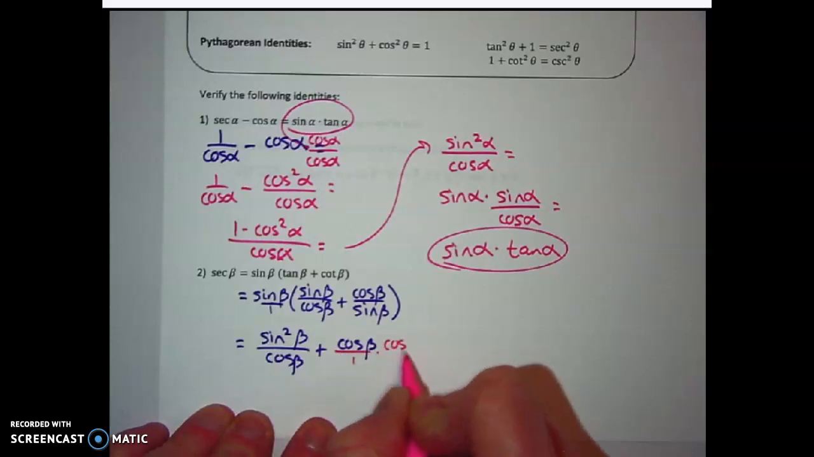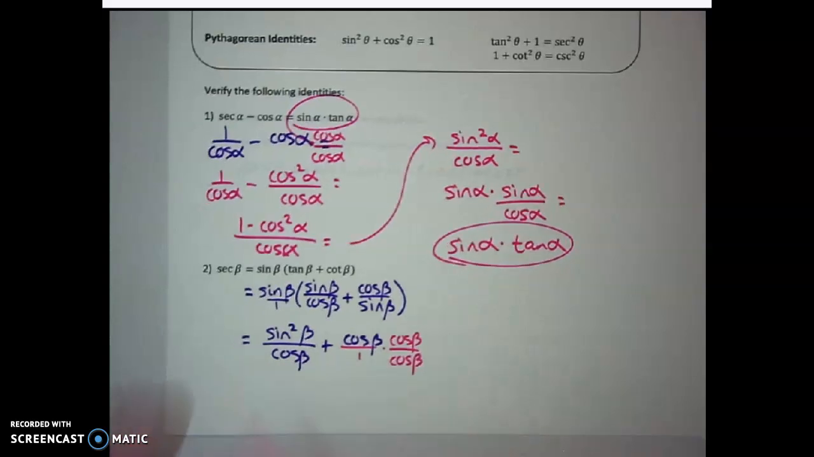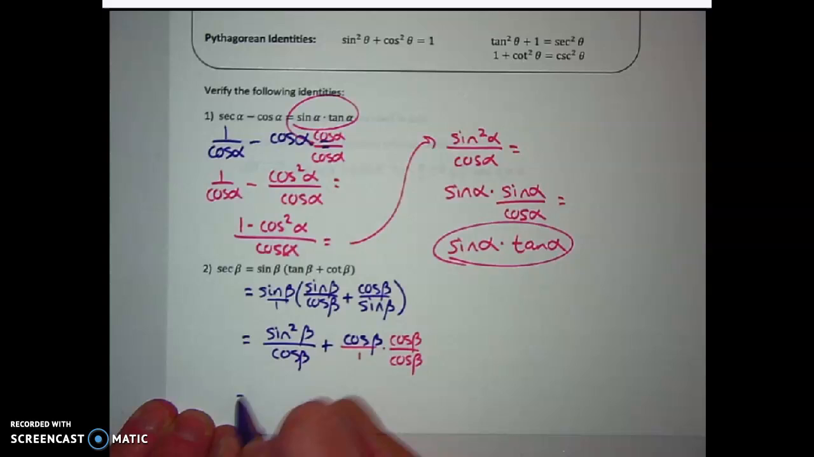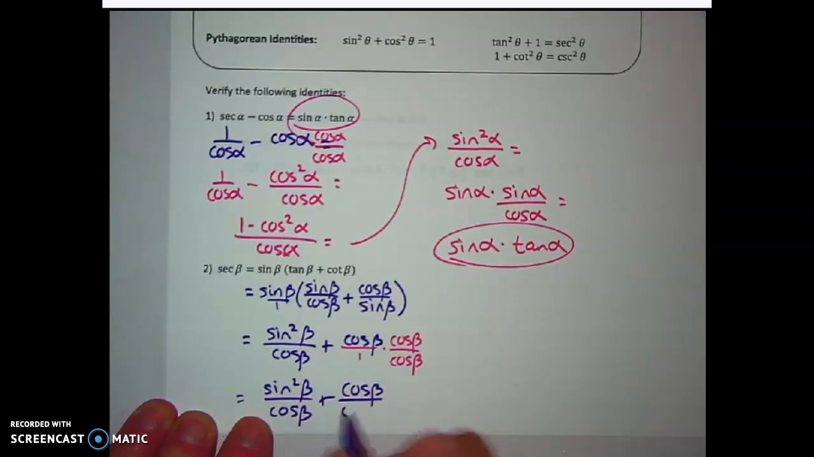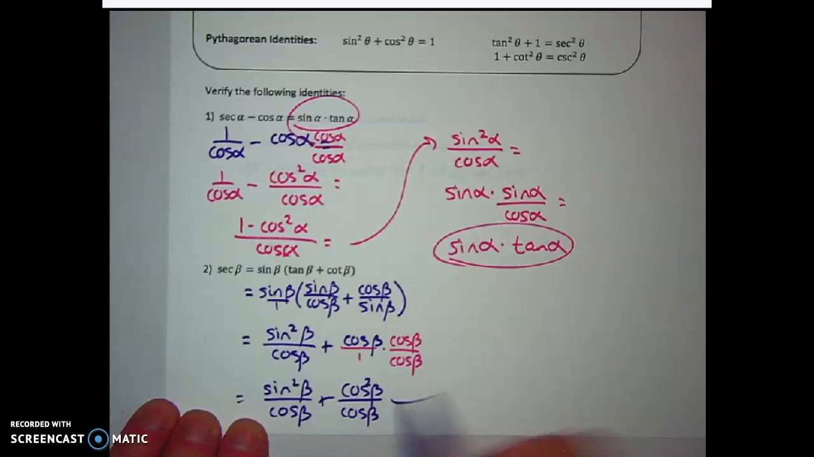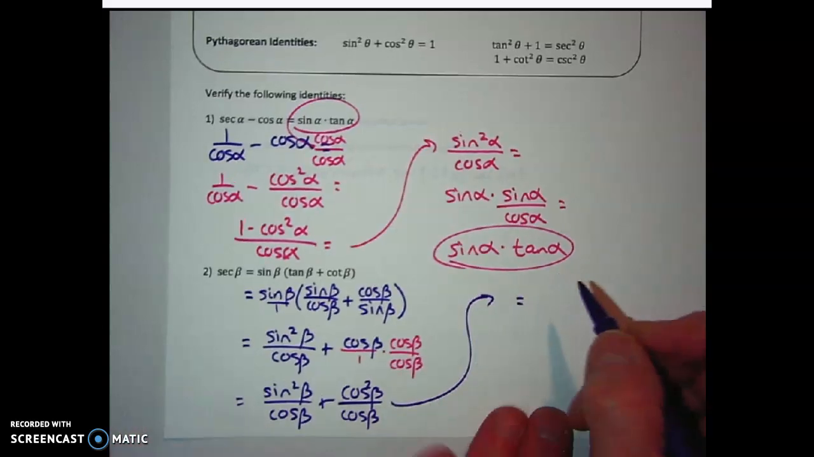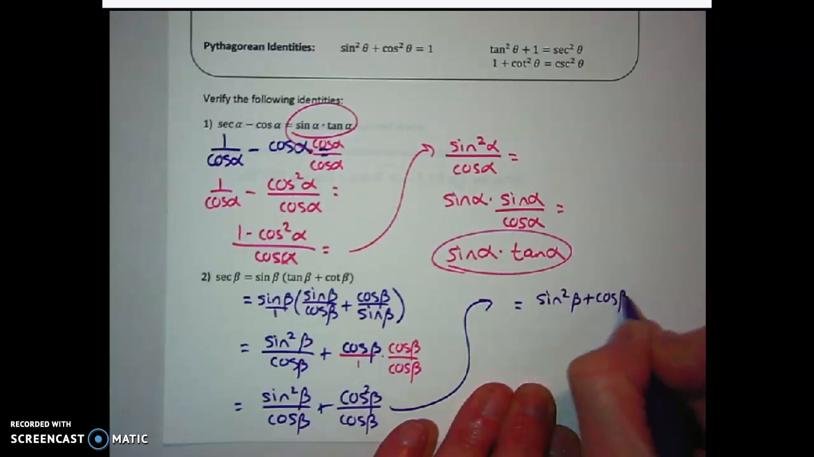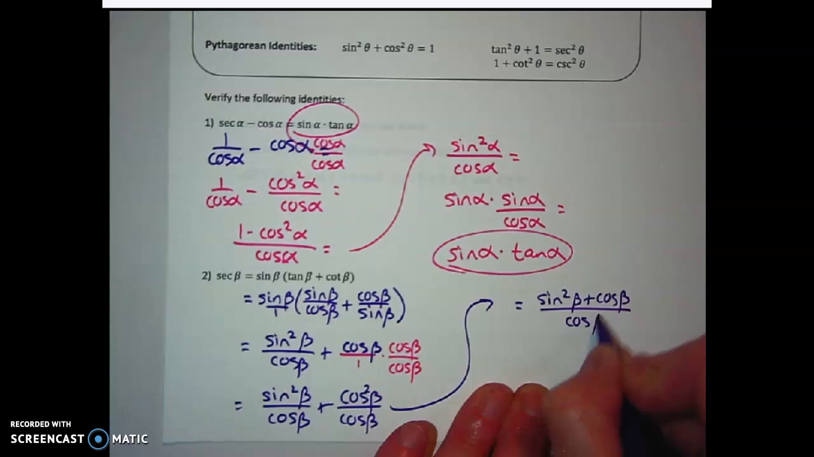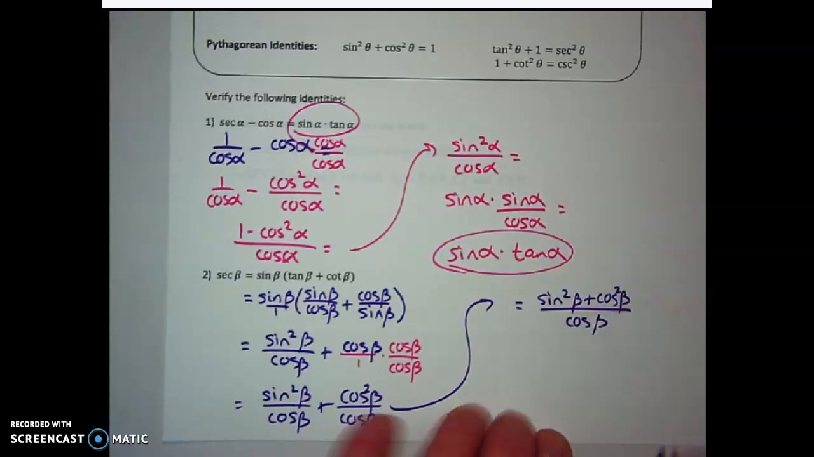I'm going to multiply the second term by 1, cosine of beta over cosine of beta. And so then I'm going to end up with sine squared of beta over cosine of beta plus cosine squared of beta over cosine of beta. Now again, I'm going to come on up here. I have a common denominator, so I'm going to write sine squared of beta plus the cosine squared of beta over the cosine of beta. I forgot my squared again.